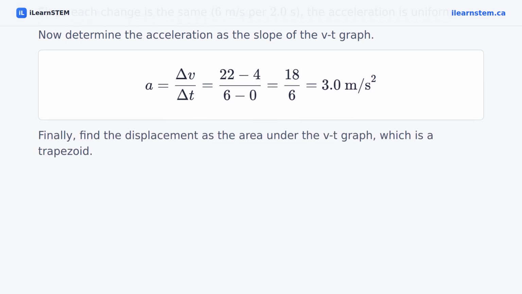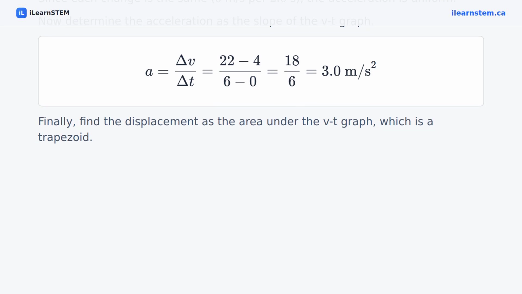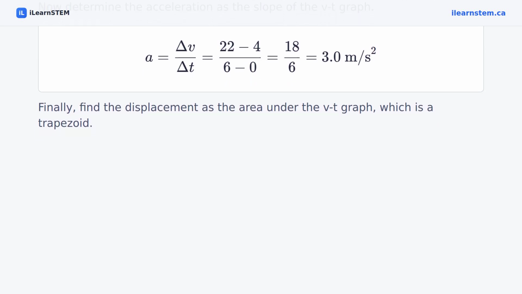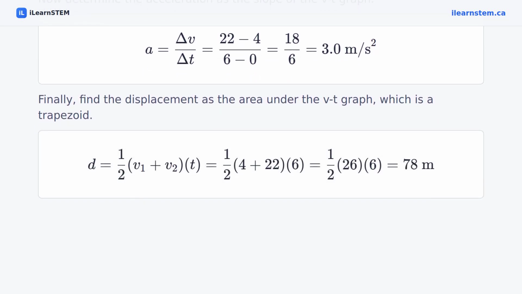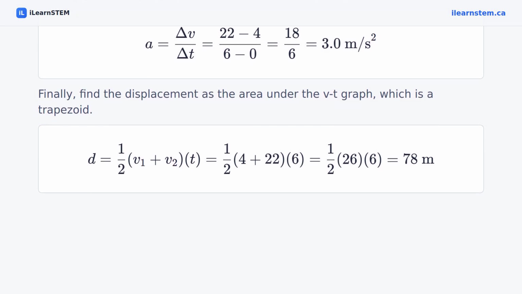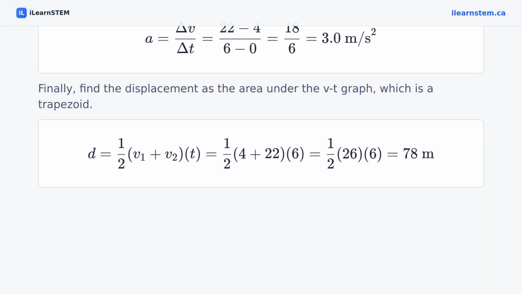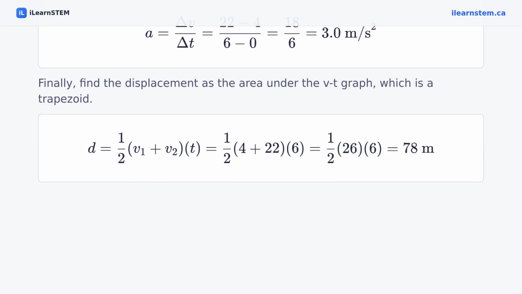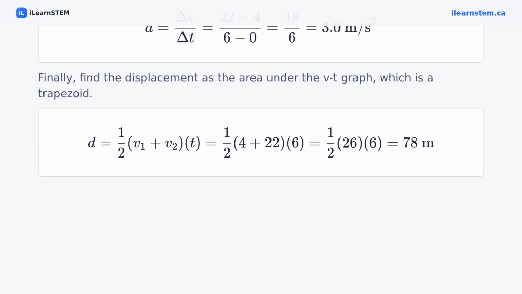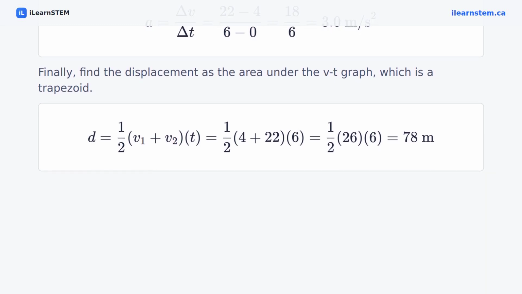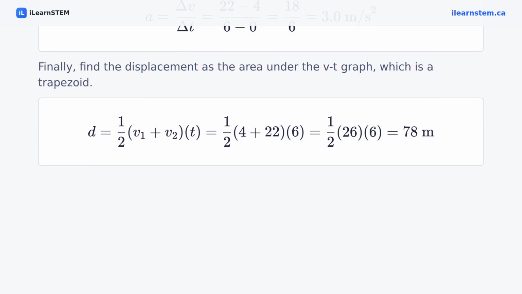Finally, we find the displacement as the area under the velocity time graph. The shape is a trapezoid. Displacement equals 1/2 times the sum of the initial and final velocities times the time interval. So 1/2 times 4 plus 22, which is 26, times 6 seconds. 1/2 of 26 is 13, times 6 gives 78 meters.